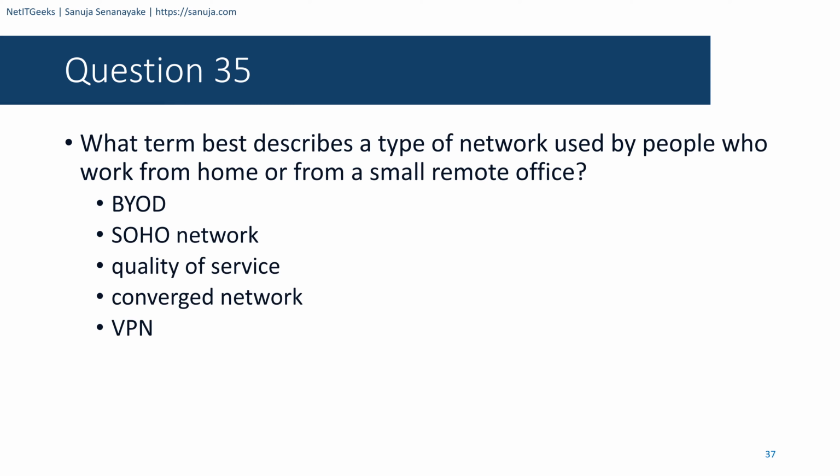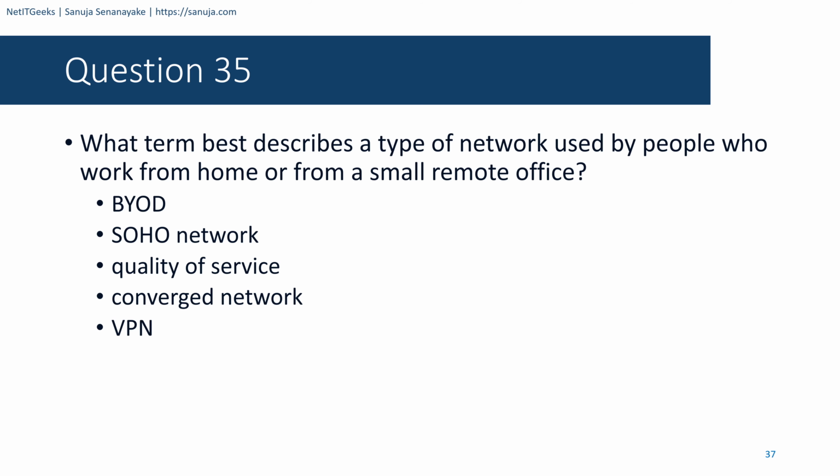Question number 35. What term best describes a type of network used by people who work from home or from a small remote office? Again, please read the question very carefully, because Cisco throws out answers like BYOD, SOHO network, quality of service, converged network, and VPN all the time in exam questions as answers. But read the question carefully, because that might be the difference between picking the wrong answer and the right answer.